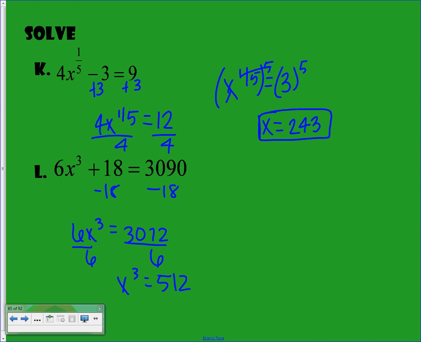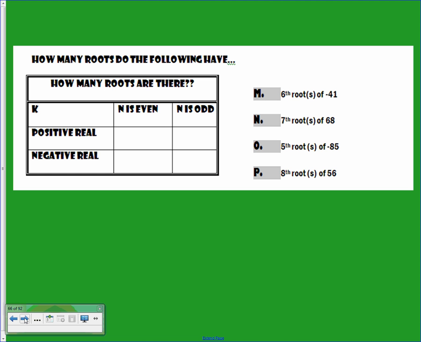So I'm saying what to the third is 512, and that's 8. If you can't think of it that way, you can also raise it to the 1/3 power on each side, because 3 and 1/3 will cancel, and then 512 to the 1/3 is 8. So kind of the same idea, just either doing it mentally or writing that out.